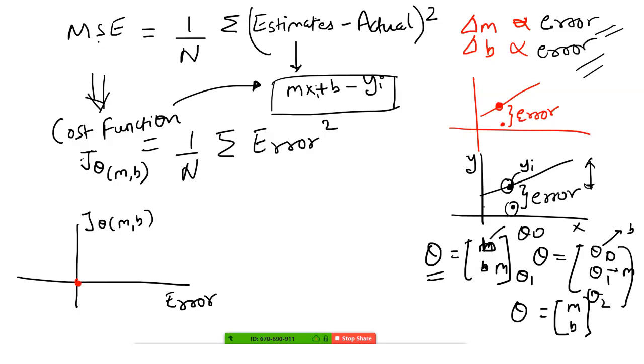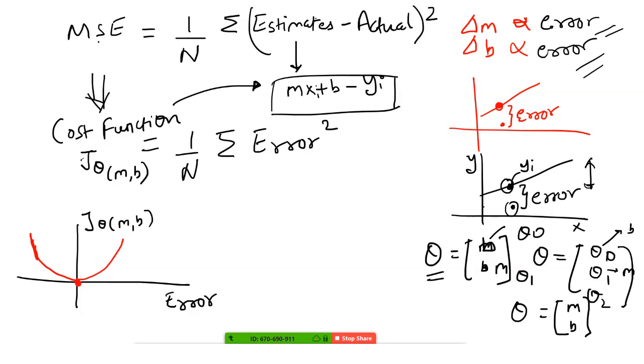Will it increase linearly? Will it increase exponentially? Will it increase at a constant rate? How will it increase? Yeah, it will increase exponentially, right? And on the negative side, will it also increase exponentially? Because you were doing an error square, so it doesn't matter. So it will look like a parabola. Everyone agree with me on that? So this is what the graph of J theta should look like.